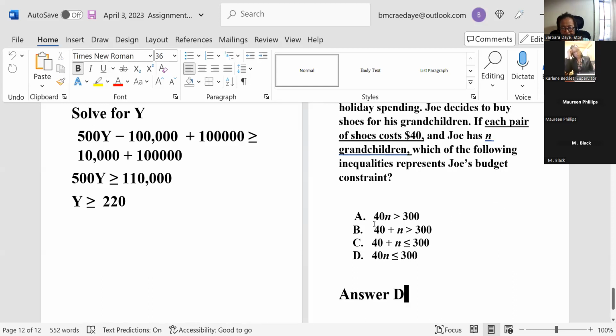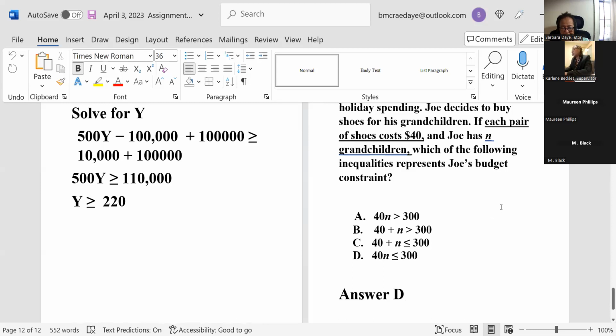But you said B, you added. Your answer was B. You don't add, you'd have to multiply. I just wanted to guess how many grandchildren he had, so I used 40 to divide 300. No, Mercedes, you gave me an answer of B, and that's an addition. You don't add the cost of shoes to the number of grandchildren. When I told you if you had two, you multiplied. It's got to be 40 times n.